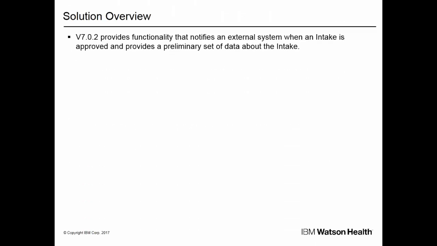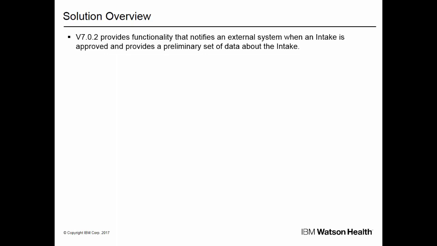Curam version 7.02 provides functionality that notifies an external system when an intake is approved and provides a preliminary set of data about the intake to the external system. The external system can then initiate custom processing based on the content provided to move the intake to the next stage of the case lifecycle.